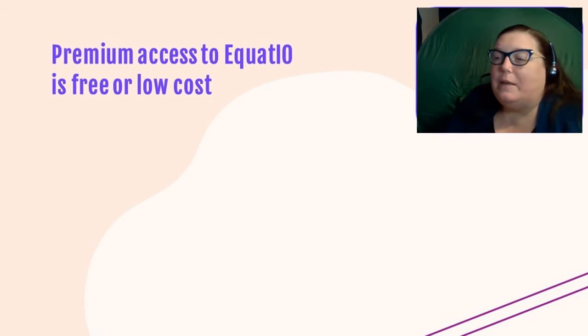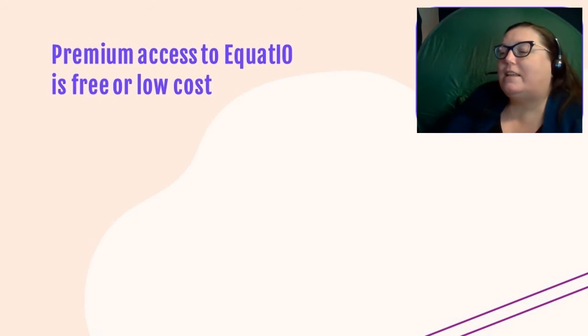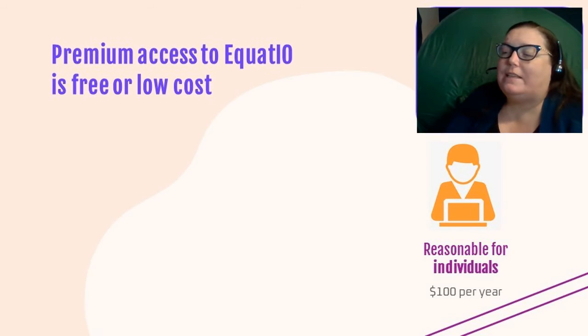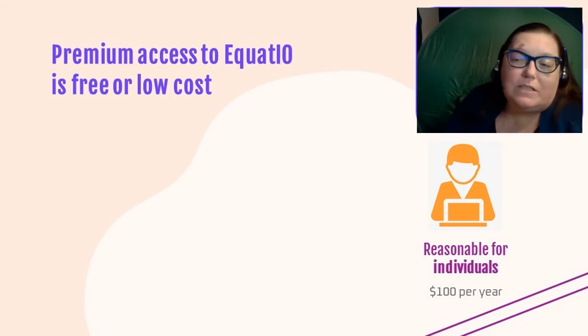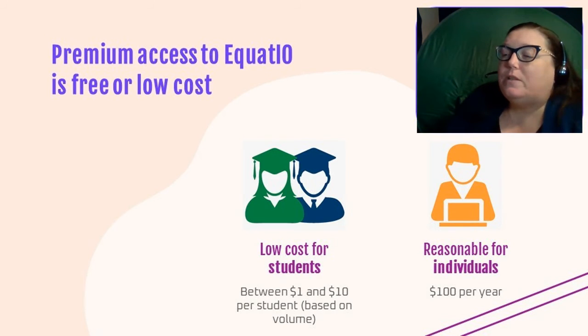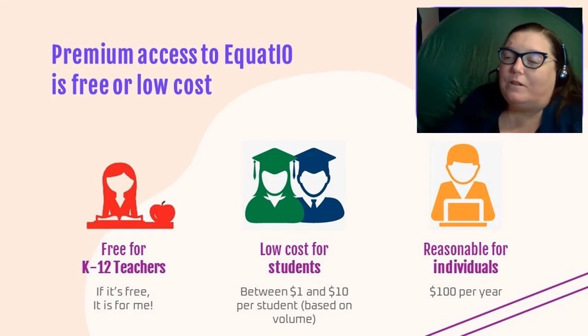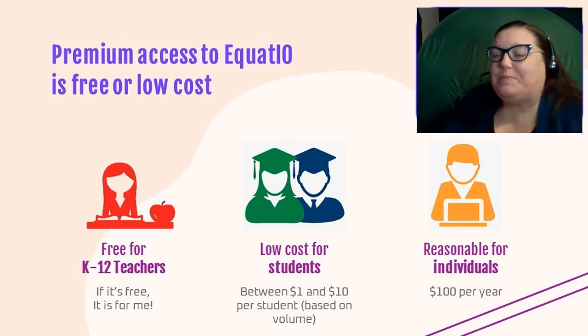The program is free, but there's a premium version that is relatively inexpensive and extremely valuable. Individuals can purchase EquatIO for about $100 a year. Schools can purchase bulk licenses for students for $10 or less per year. And best of all, I like this one, EquatIO is free for K-12 educators.